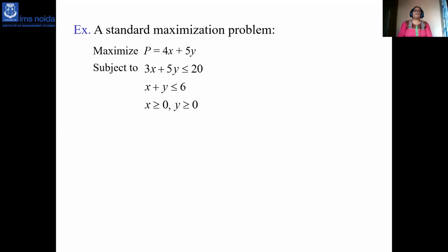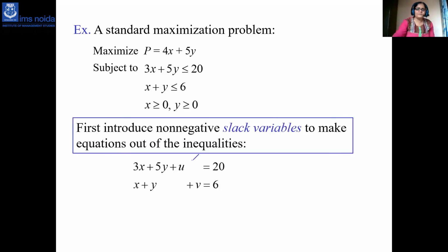Now, let's solve a maximization problem. Suppose here, instead of z, it is given as P. Maximize P equals 4x plus 5y, subject to the constraints 3x plus 5y less than or equal to 20, x plus y less than or equal to 6, and x and y are non-negative quantities, x and y more than or equal to 0. X and y are the decision variables. Once you find the values of the decision variables, you can put the values in the maximize objective function P and find the P value.